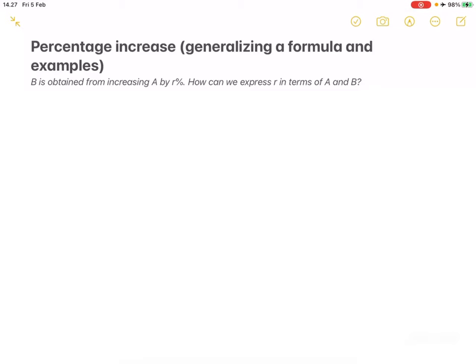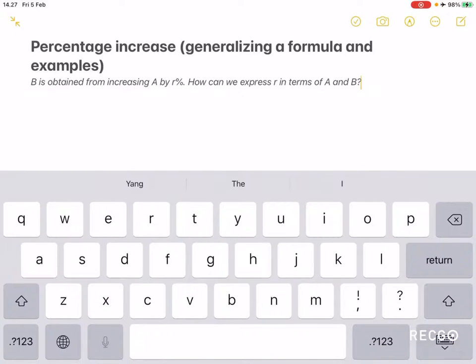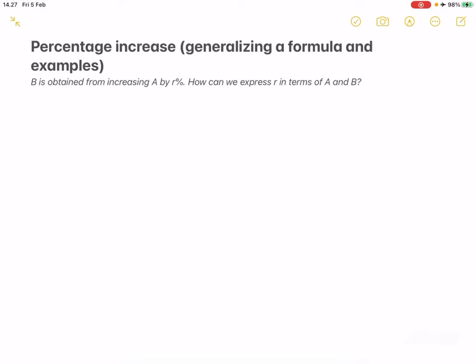So something like a percentage increase type of problem is like so. If B is obtained from increasing A by R%, how can we express R in terms of A and B? This is what I mean by generalizing this formula.